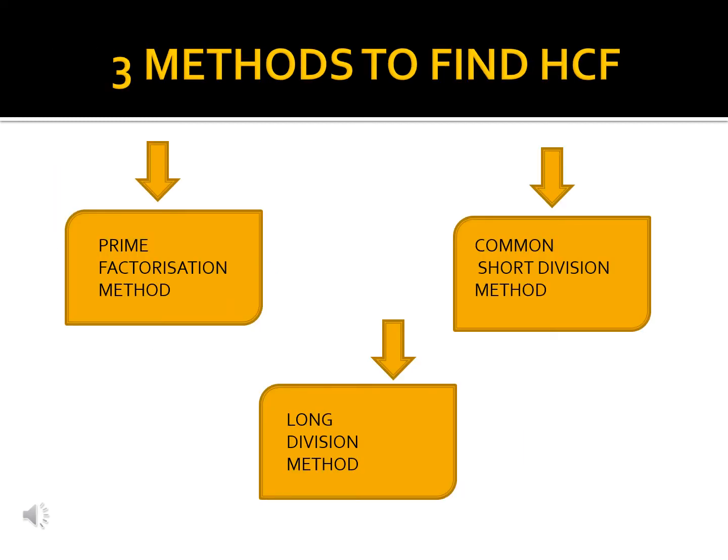Methods to find HCF. There are 3 methods to find HCF. First is the prime factorization method. Second is the common short division method. And third is the long division method. Let us discuss these methods one by one.